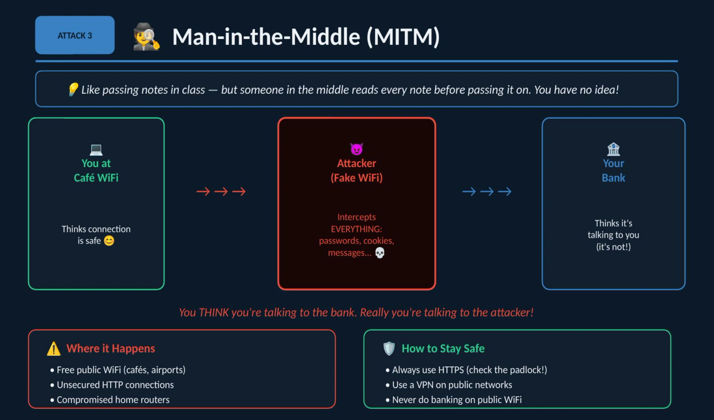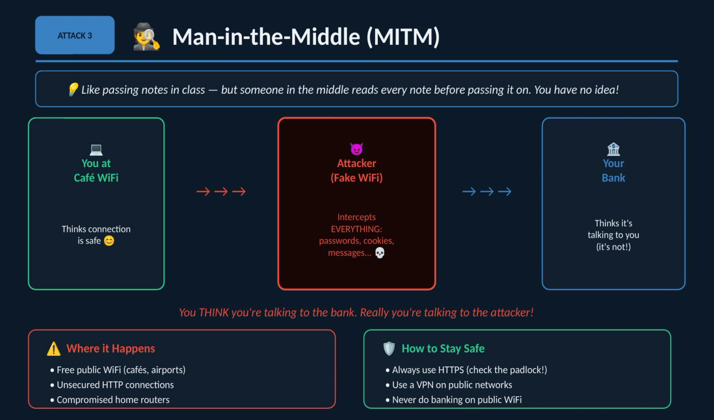Now all your internet traffic flows through the attacker's device first, before reaching the real internet. The attacker can read everything you send, including your login and your password. They can modify the data you are sending or receiving. And they can steal session cookies and use them to impersonate you completely.